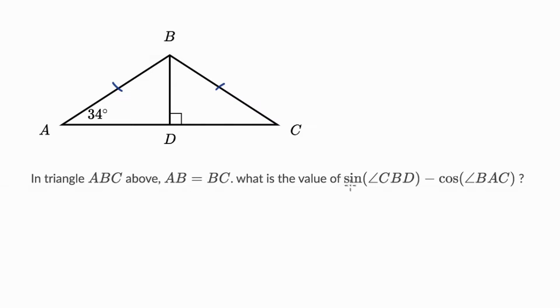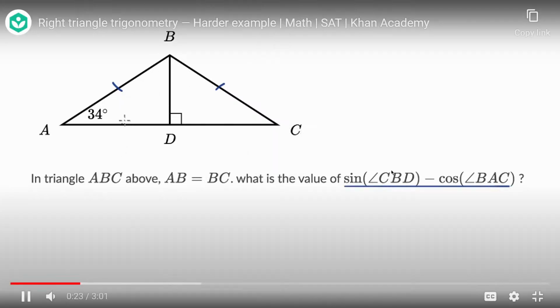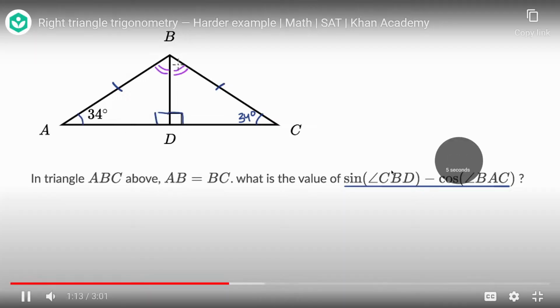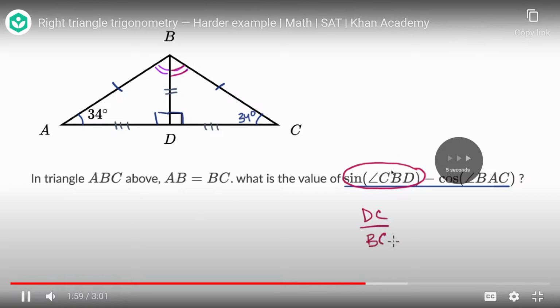Before I even look at this expression on the right, let me figure out what else I know about this triangle. So I know what this angle is. It's going to be 34 degrees. How do I know that? Because if I have an isosceles triangle like this, where these two sides are equivalent, then the base angles are going to have the same measure.